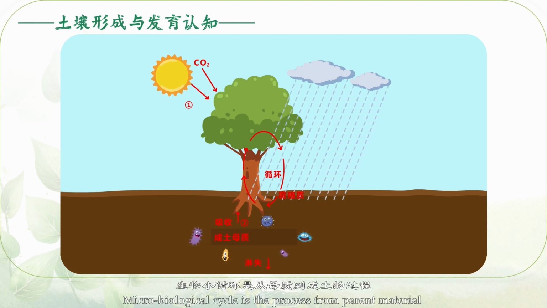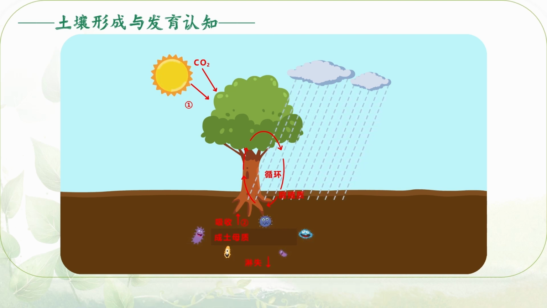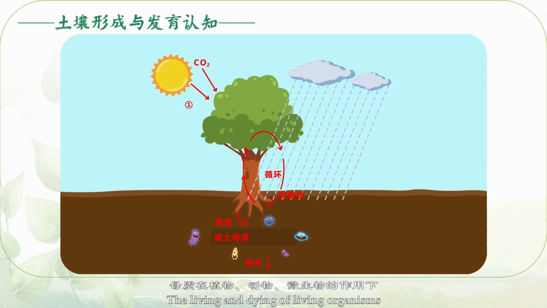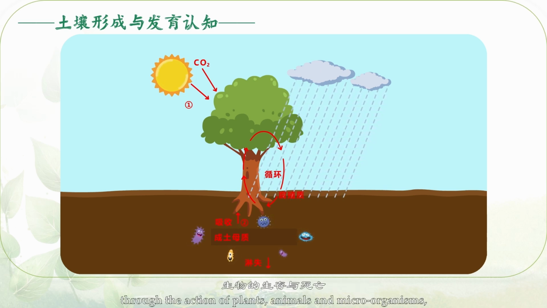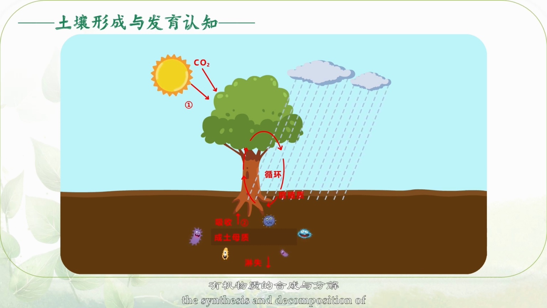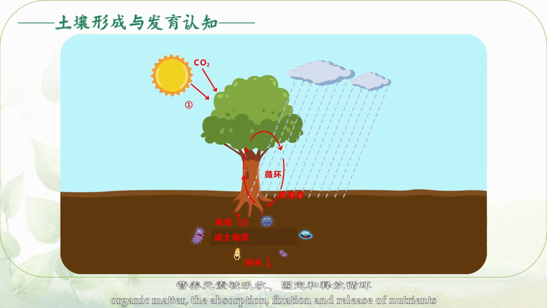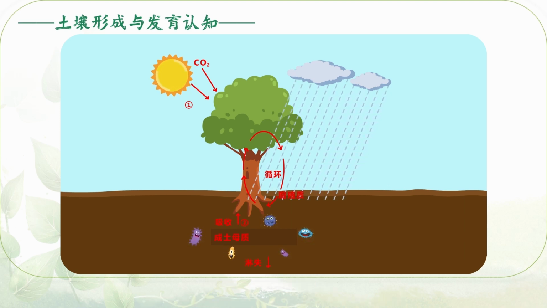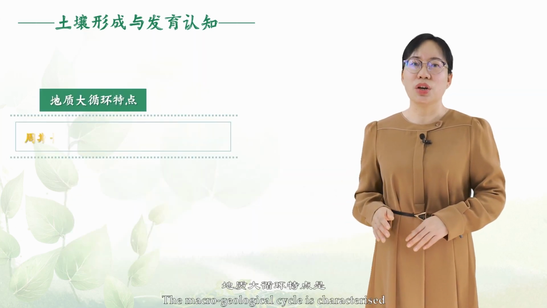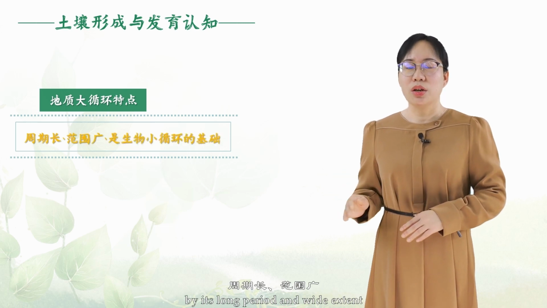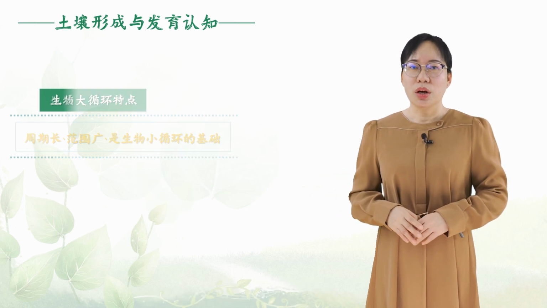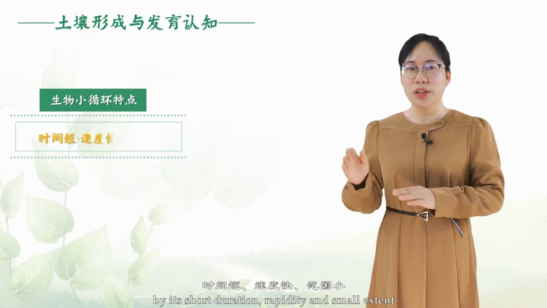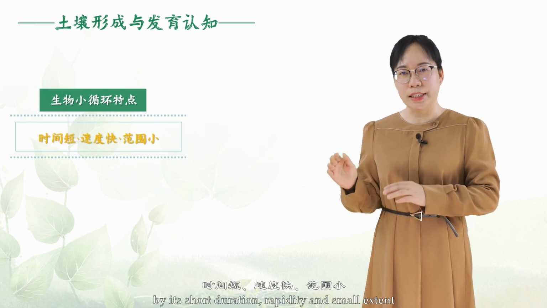Microbiological cycle is a process from parent material to soil formation. The living and dying of living organisms, through the action of plants, animals, and microorganisms, the synthesis and decomposition of organic matter, the absorption, fixation, and release of nutrients, all finally transform the parent material into soil. The macrogeological cycle is characterized by its long period and wide extent and is the basis for the biological minor cycle. Microbiological cycle is characterized by its short duration, rapidity, and small extent.